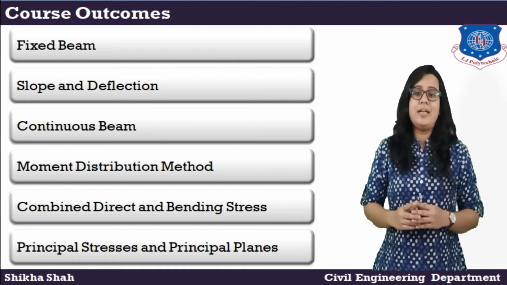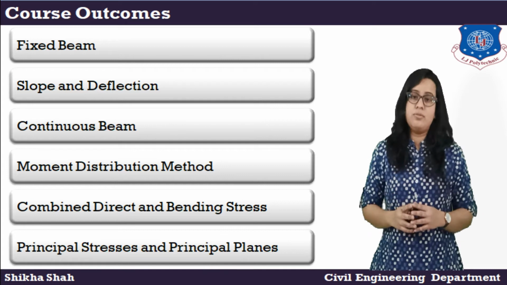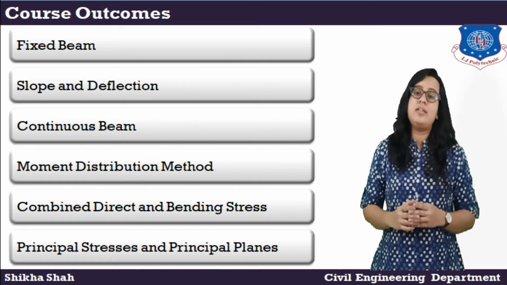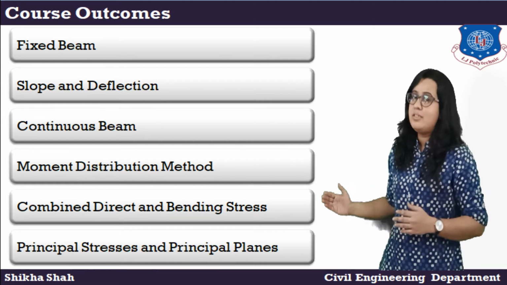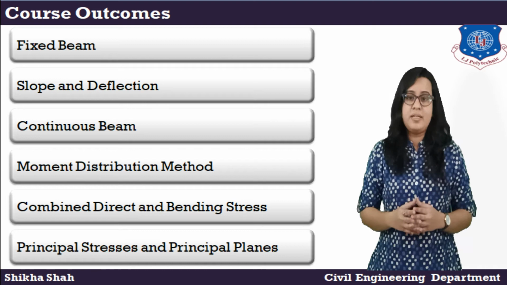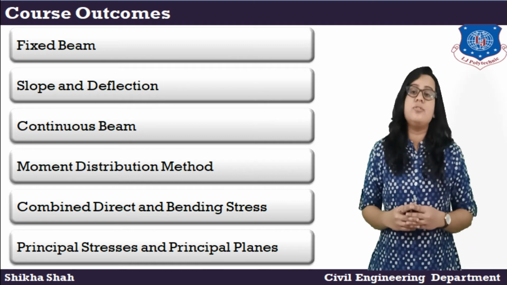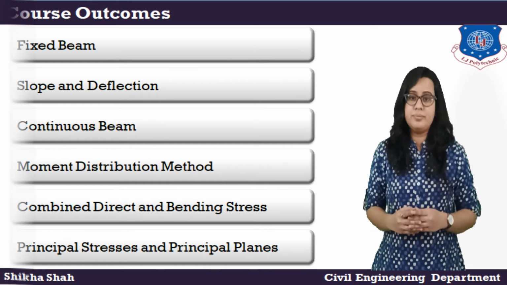Next is combined direct and bending stresses in beams. In this chapter, there are two parts. First is for calculation of stresses in column and second part is for calculation of stresses in dam and retaining wall. The last is principal stresses and principal planes, from which the analytical and graphical method for analysis of any beam is given. The graphical method is the simpler method.